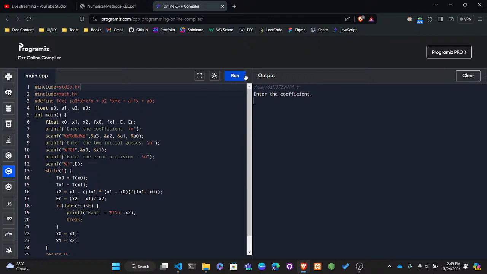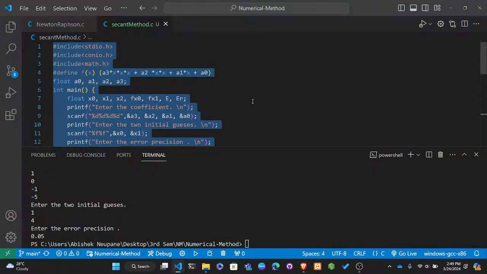The coefficients in our case, I forgot, but I will try to recall them, okay? I think it was 0, 2, 4, minus 10. The initial guesses are 2 and 6. Error precision is 0.05. I don't know why this program is not working. Let's check again for a few minutes.